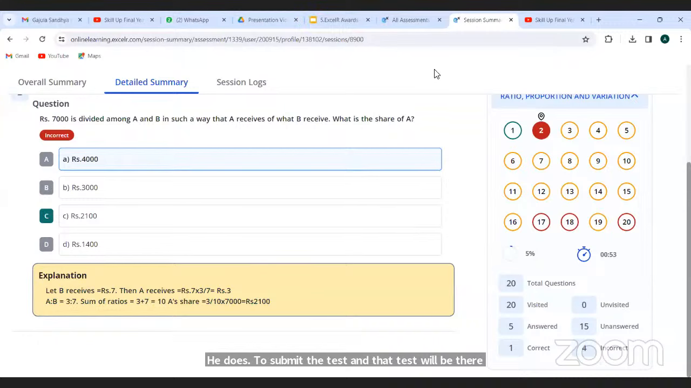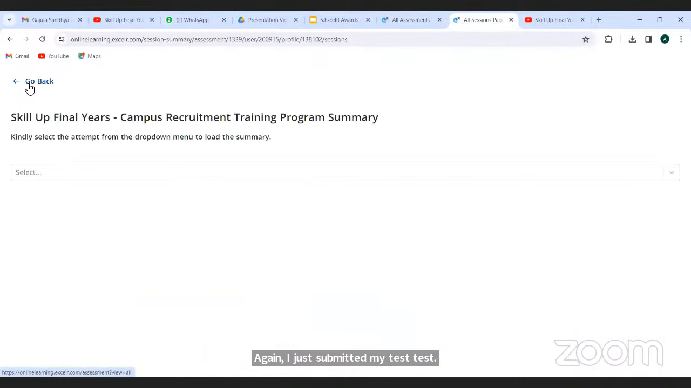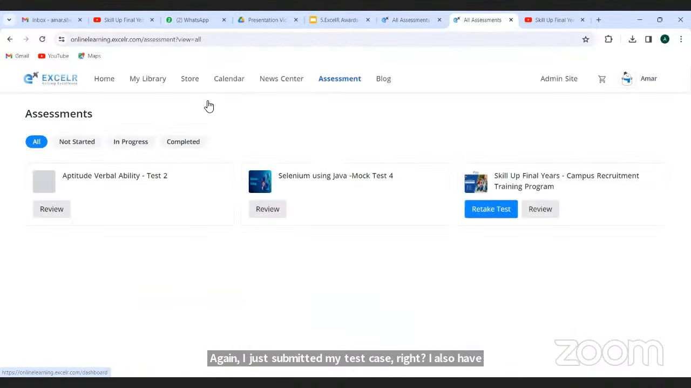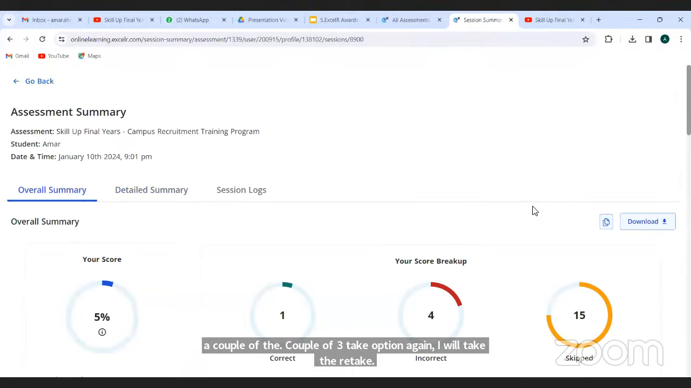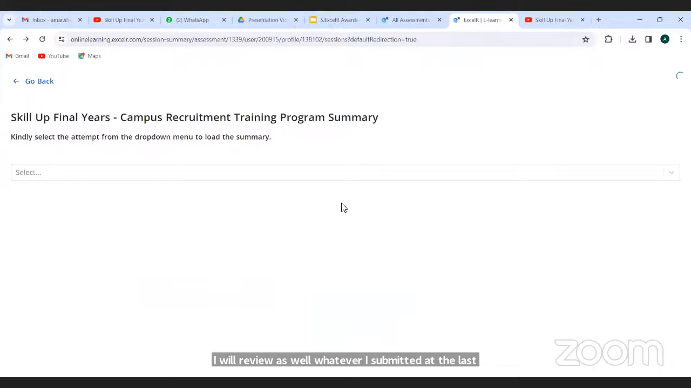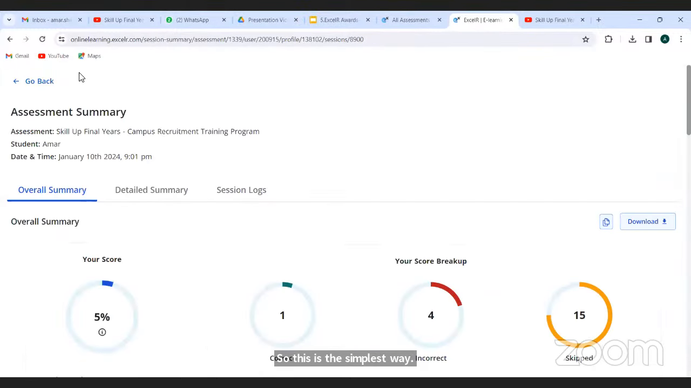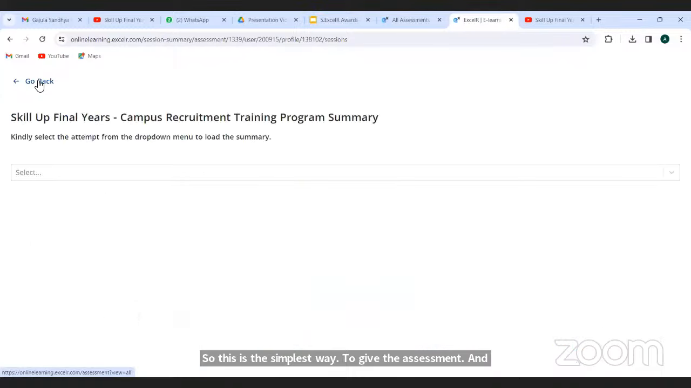Okay, I hope it's clear, guys. I just submitted my test, right? I also have a couple of retake options. Again, I will take the retake, and I will review whatever I submitted last time and what my mistakes were. You are able to download the summary as well. This is the simplest way to give the assessment, and definitely it will help you a lot.